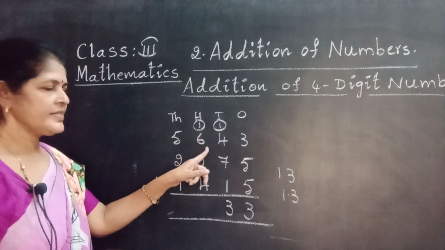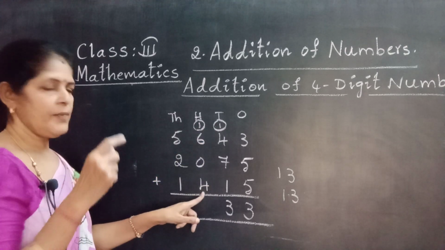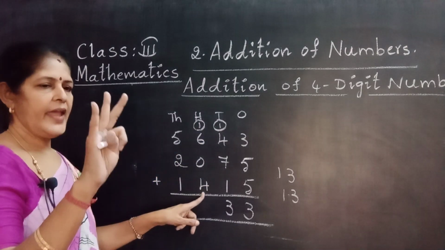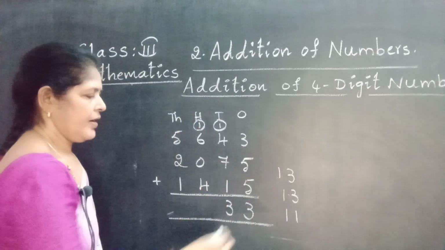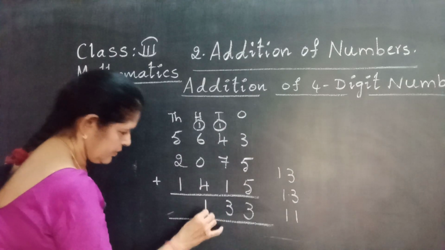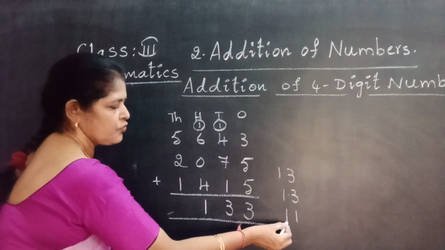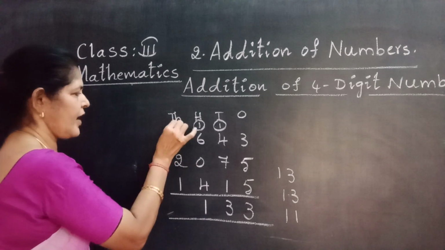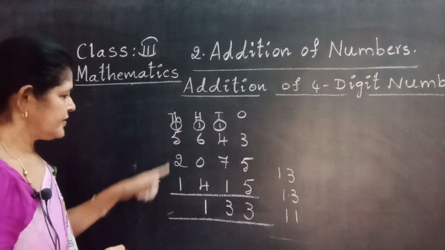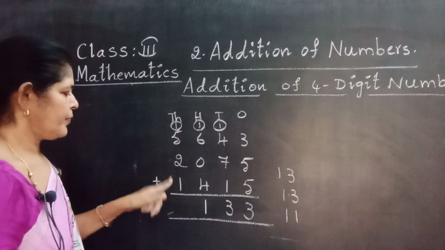Now 1 plus 6, 7. 7 plus 4. 7 after 8, 9, 10, 11. Again we get a 2-digit number. Write 1 in the hundreds place. This 1 carry forward to thousands place. That means write above 5. Now add these numbers, 1 plus 5 plus 2 plus 1.